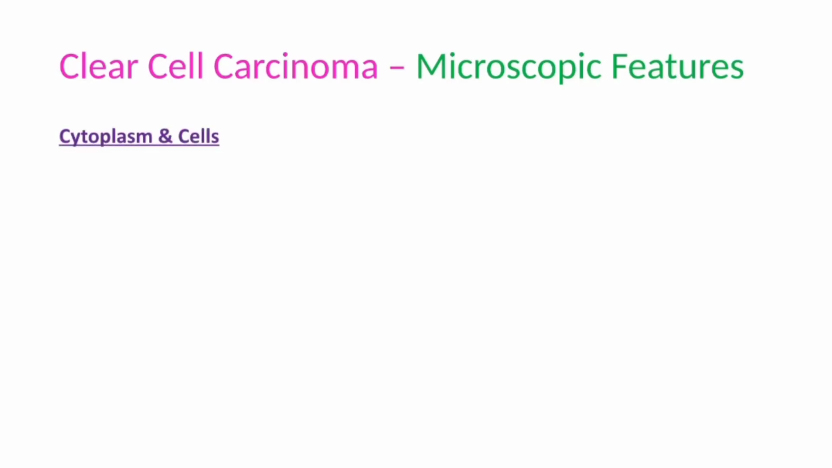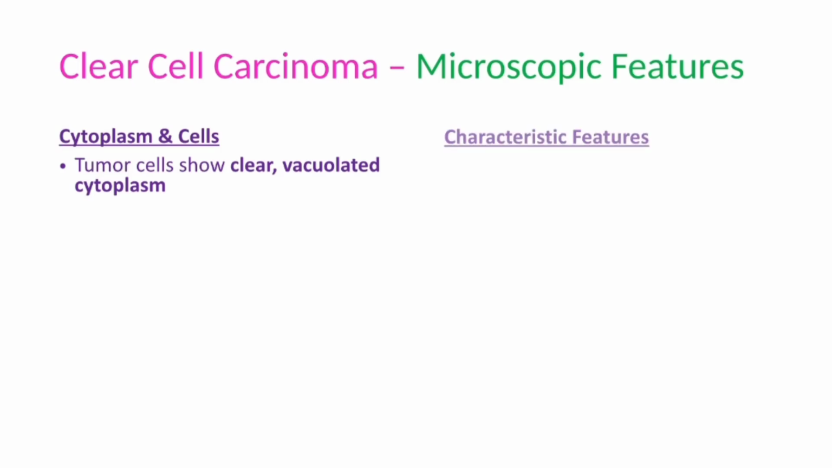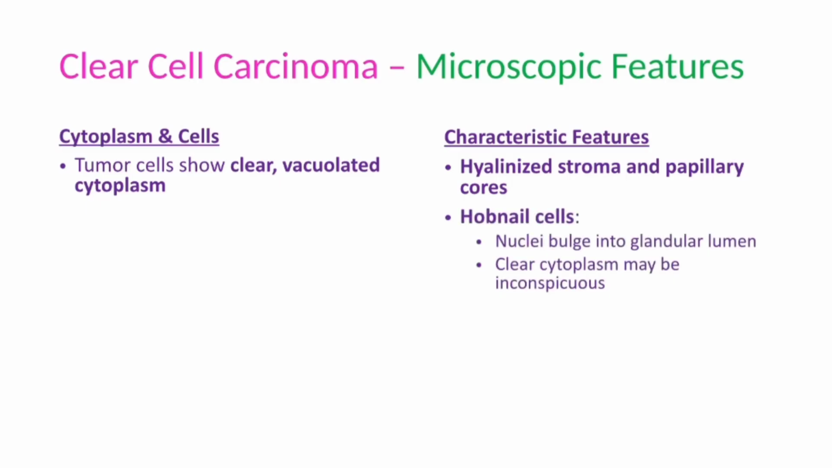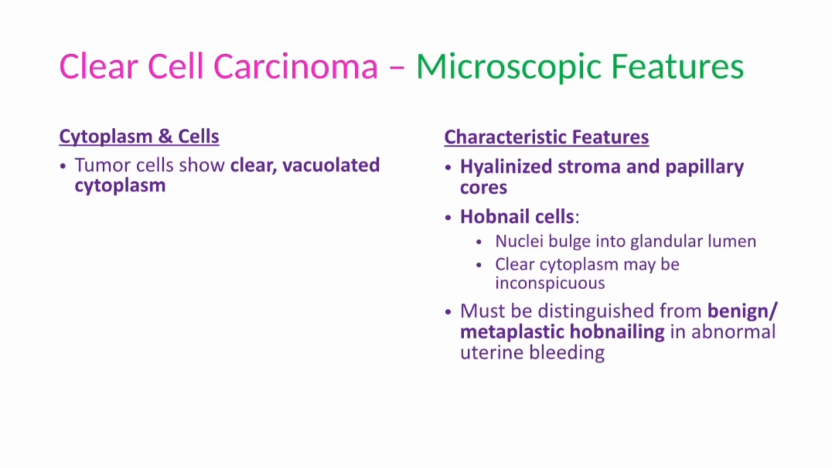Microscopically, if we see the cytoplasm and cells, tumor cells show clear vacuolated cytoplasm, and the characteristic features are hyalinized stroma and papillary cores. The clear vacuolated cytoplasm is why it is given the name clear cell carcinoma. Papillary cores are also present with hyalinized stroma. And if we can identify nuclei, there are chances of hobnailing cells in which nuclei bulge into the glandular lumen.